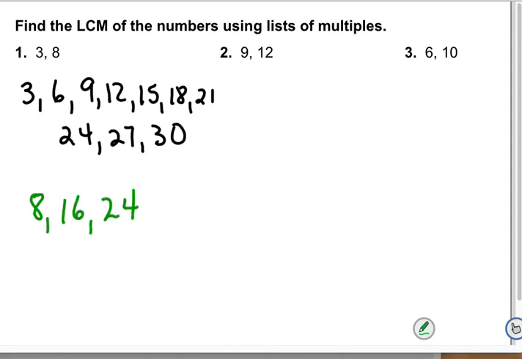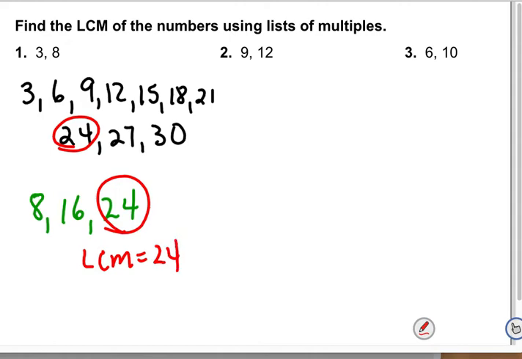Why did you stop there, Cashton? I found another one, 24. 24 there and 24 there. And so he knew his LCM equals 24. Do you have to know multiplication to be able to find your LCMs? Definitely. Okay, let's do the next one as a group.